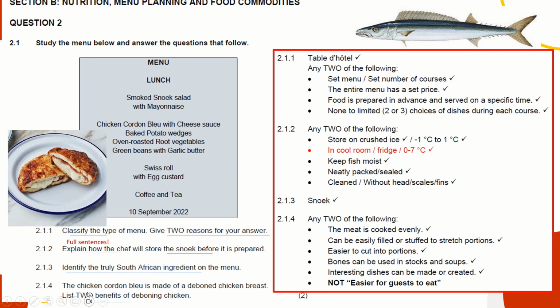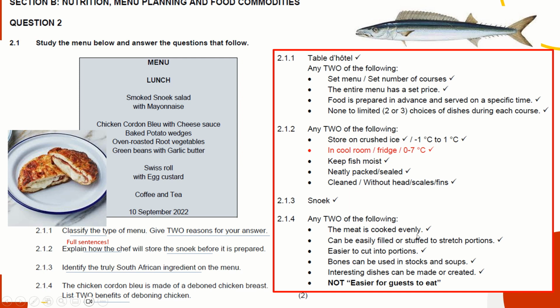Right, 2.1.4. The chicken cordon bleu is made of a deboned chicken breast. List 2 benefits of deboning a chicken. Only 2. If you've been writing down 3, only the first 2 will be marked. It can be 2 of the following.